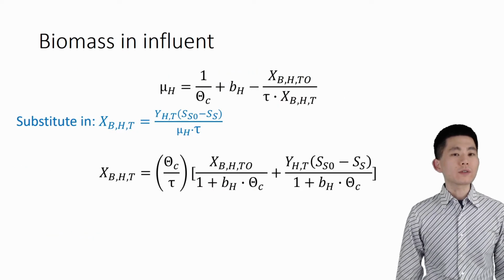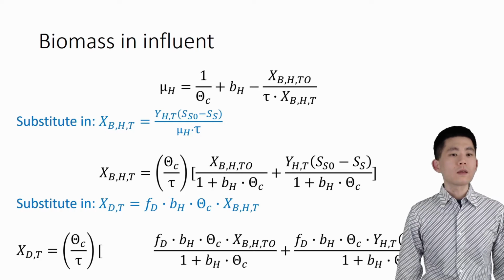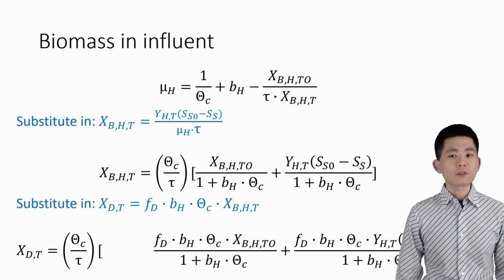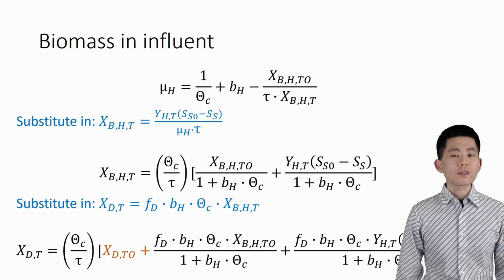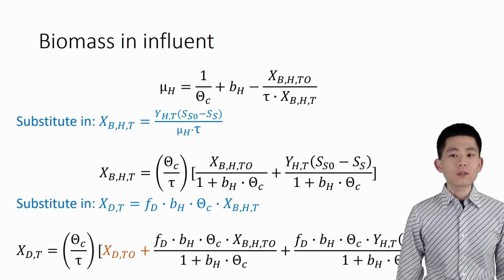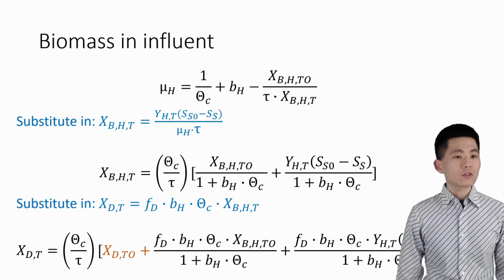We can substitute this expression for specific growth rate, μH, in the expression for active biomass concentration deduced from the soluble substrate mass balance. And that can be substituted in the expression for debris, which is deduced from the debris mass balance. If there's debris in the influent, it can be regarded as inert particles and does not participate in any reactions. Therefore, the influent debris term XDTO can be directly added in the equation with a factor of SRT over HRT, as it is removed in the waste stream.